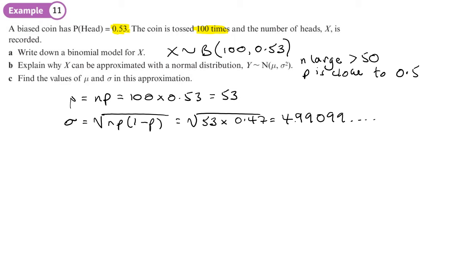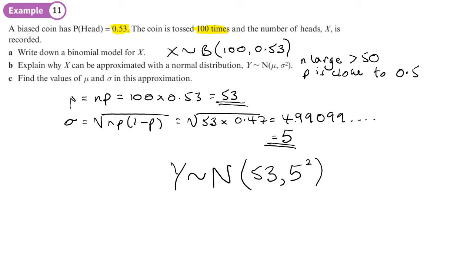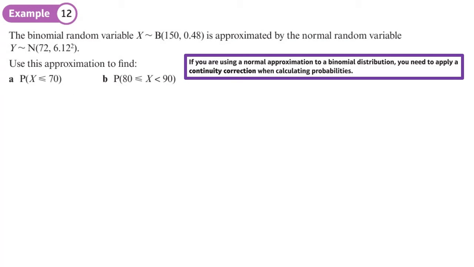4.99099. Right, I pretty much could call that 5, couldn't I? Yeah, so if it was a normal distribution, then y would be normally distributed in this question with a mean of 53 and a variance of 5 squared. Okay, well, let's have a look at this one.